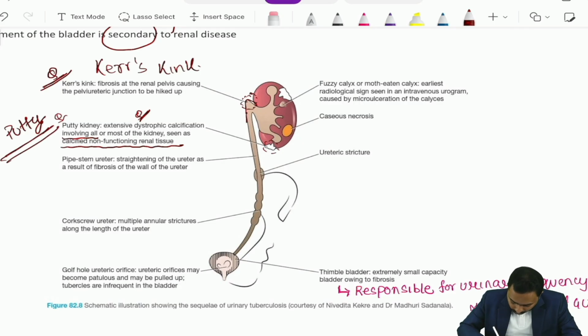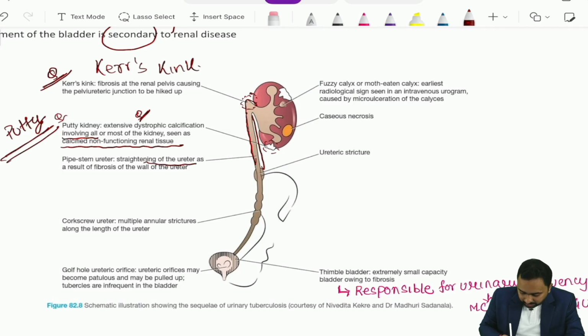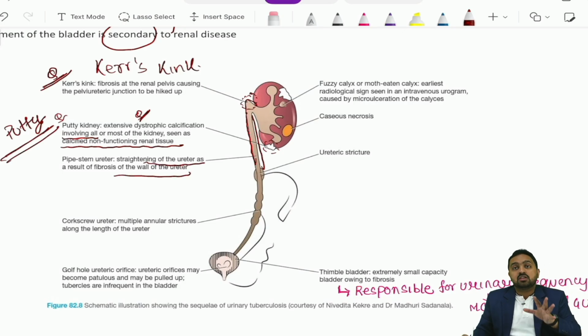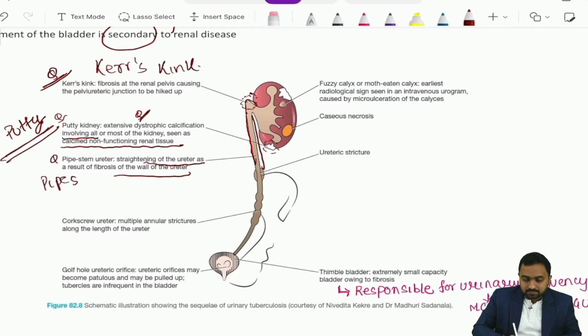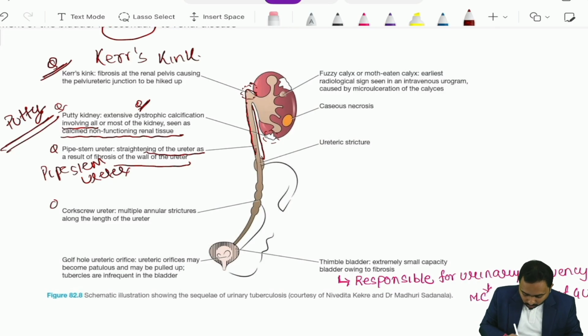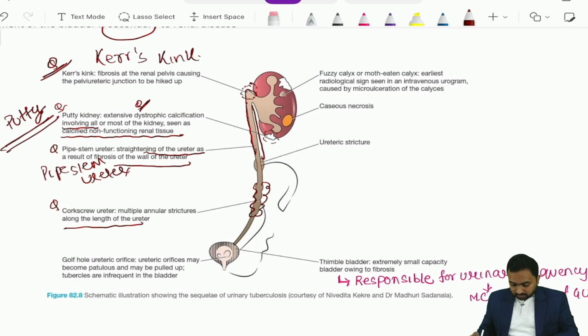Then, if you look at this ureter, it is like a pipe stem, right. So, this is the straightening of the ureter as a result of fibrosis in the wall of the ureter. So, there occurs fibrosis which causes the ureter to look like a straight pipe, and hence it is your pipe stem ureter. Then you have your corkscrew ureter. So, if you see over here, multiple annular structures occur along the length of the ureter. Then a golf hole ureteric orifice.